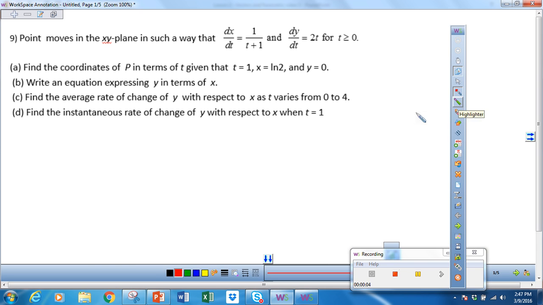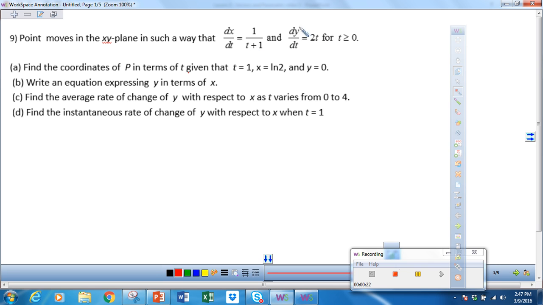Okay, so for the last problem of the day, we're doing problem number 9 on page 5 in your packet. This is a nice problem. It's similar to what you may see on a free response portion of the test. So they want us to find the coordinates of P in terms of t, given this information.